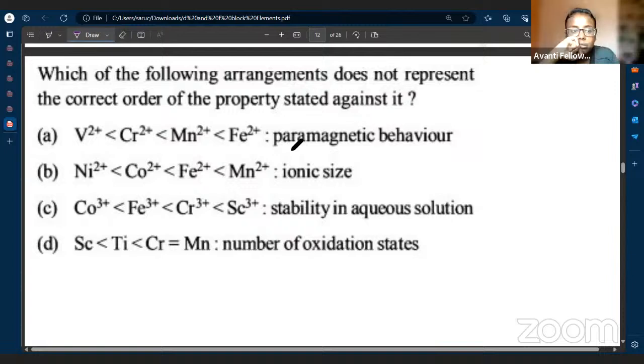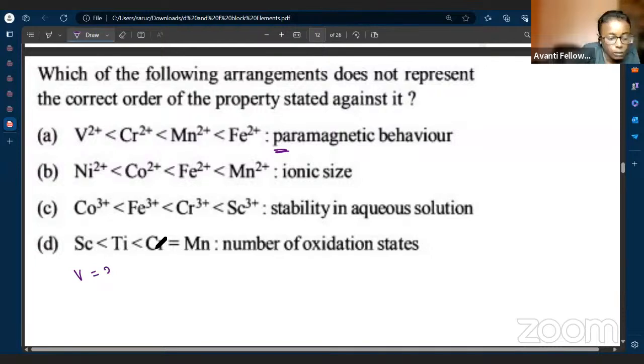Okay, paramagnetic behavior. So the option is B. Fine, we'll see. Vanadium is 3d3, yes, 3d3 4s2. Removing 2 electrons, the remaining unpaired electrons are going to be 3.